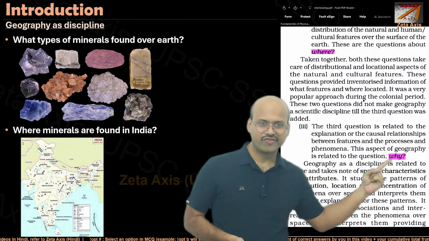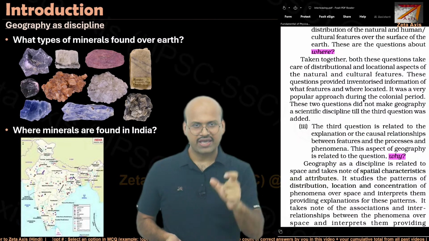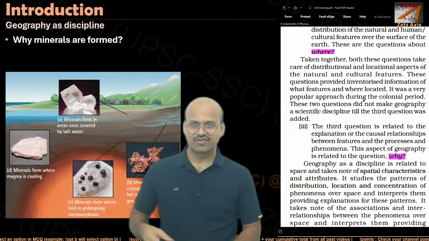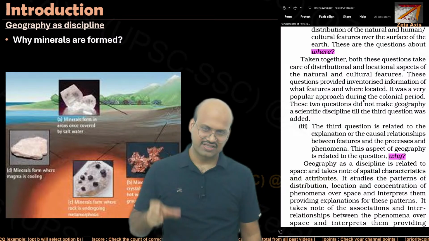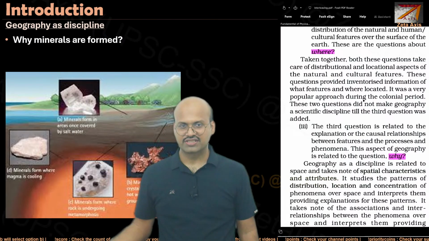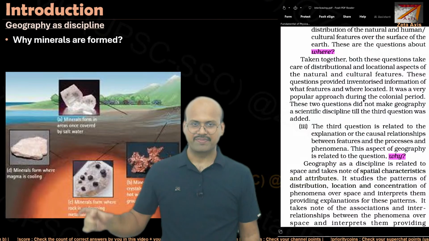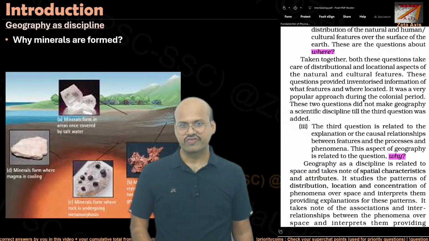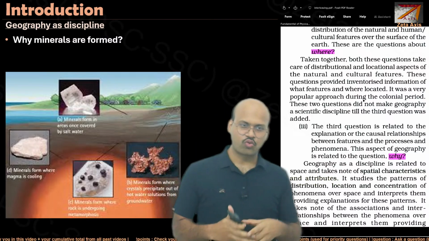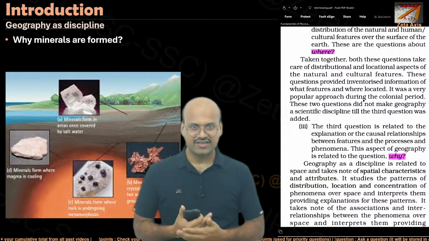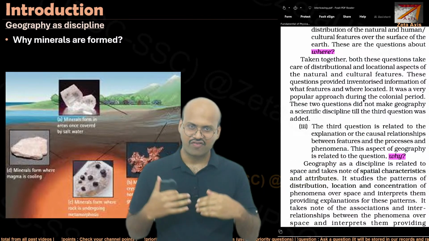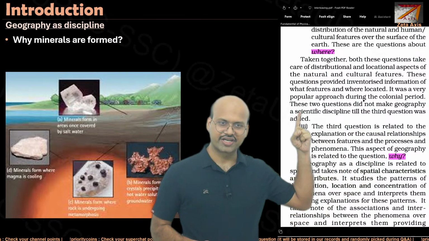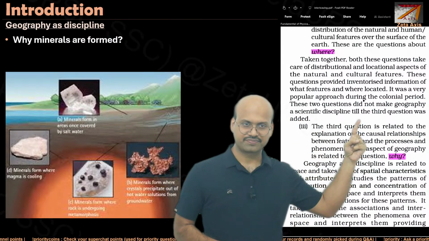So here we particularly ask, why is this mineral found over here? So the third question is, why does a certain location have this type of mineral, why does a certain location have this type of climate, or why is there desert over here, why are there snowfields at another place. So this question of why is a very important question which we have only added recently, and because of this why, geography is now converted into a scientific discipline.